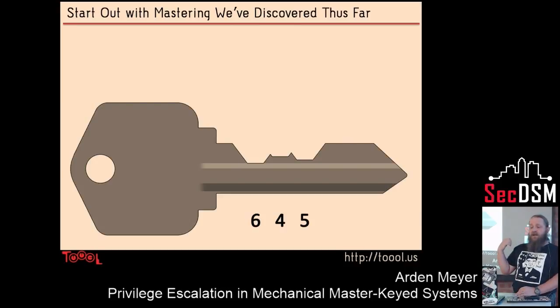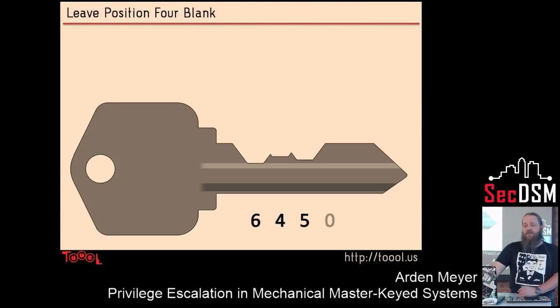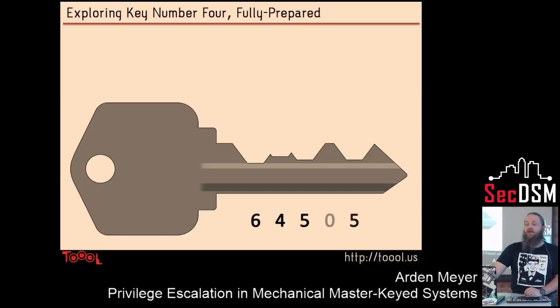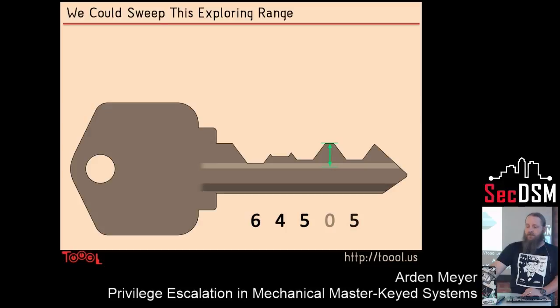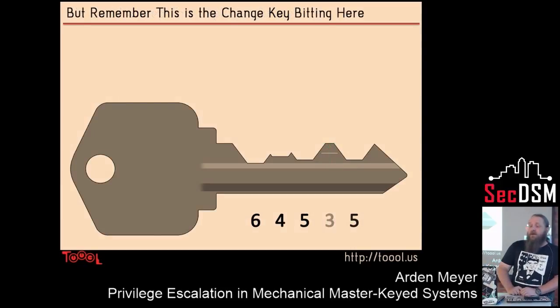Preparing our 4th key, we'll start out by cutting the first 3 pins to our known master key positions. The 4th position, we're going to leave at depth 0. And our 5th position, we cut it down to our known change key, so depth 5. So again, for quickset, this is going to violate our max, but who knows? So we can sweep this entire range, 0 through 7. But we know that our change key had a biting depth of 3 in the 4th position. So what positions do we want to try? Where do we want to start?